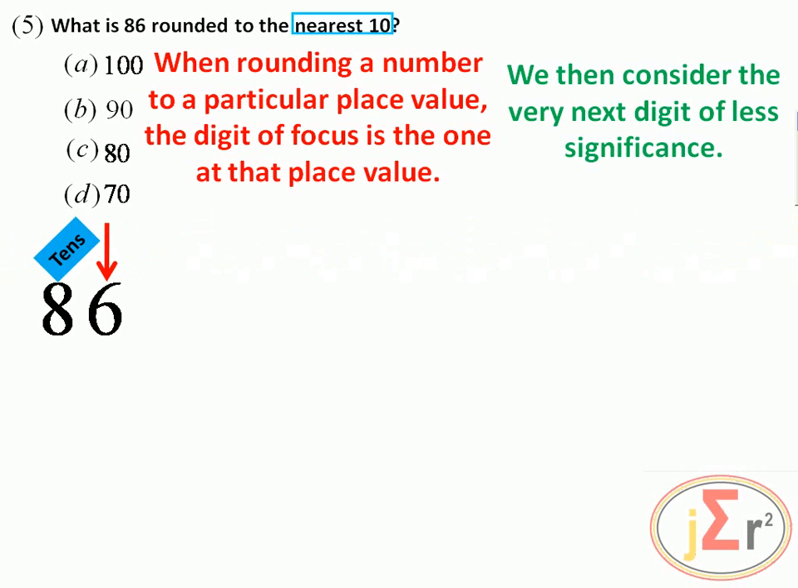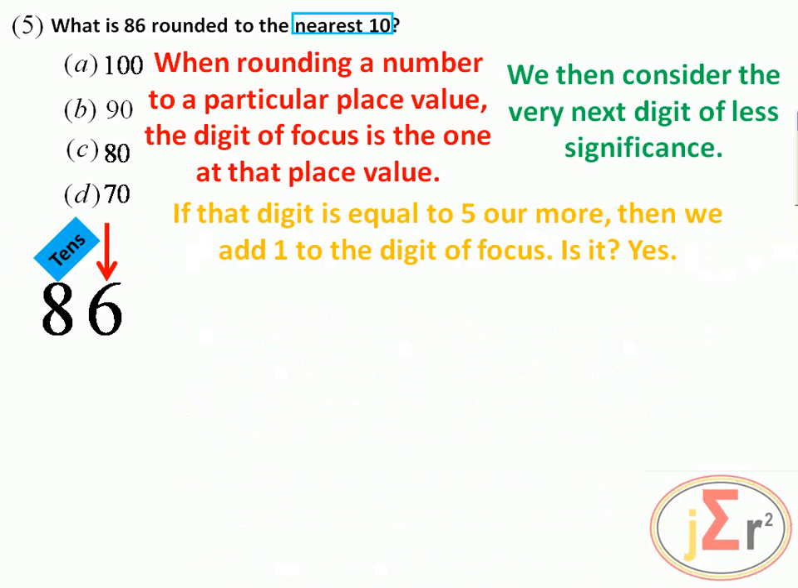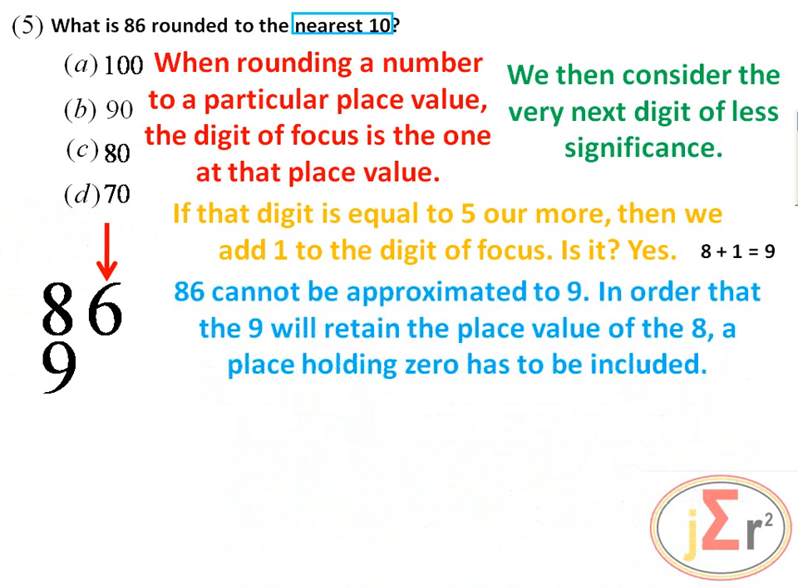We consider that digit. If that digit is equal to 5 or more, then we add 1 to the digit of focus. Is it greater than or equal to 5? Yes, it is. Therefore, we will add 1 to the 8, and the result will be 9. Right. So 8 plus 1 is equal to 9.